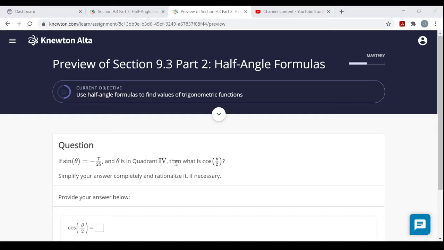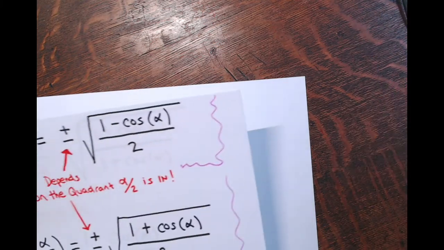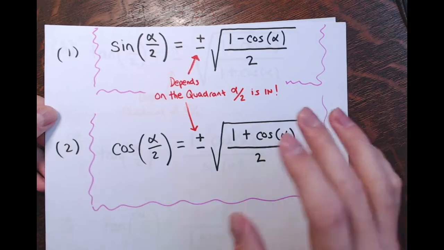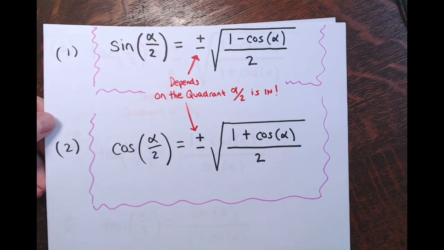And then we're asked to find, if I know all this information about theta, what would be the cosine of half of theta? Alright, so before I get into actually doing the problem, let me refresh your memory as to what the half-angle formulas look like. And again, if you watched the first video, you saw me develop all these.